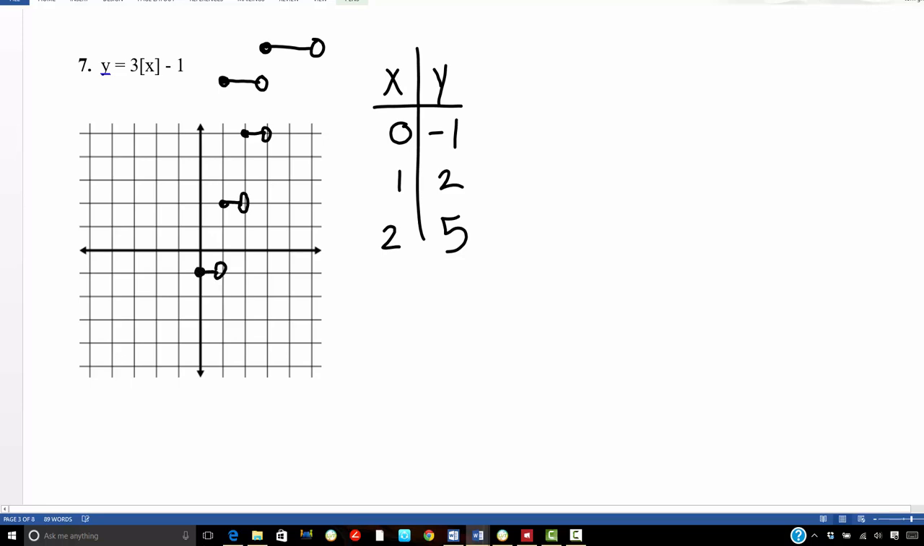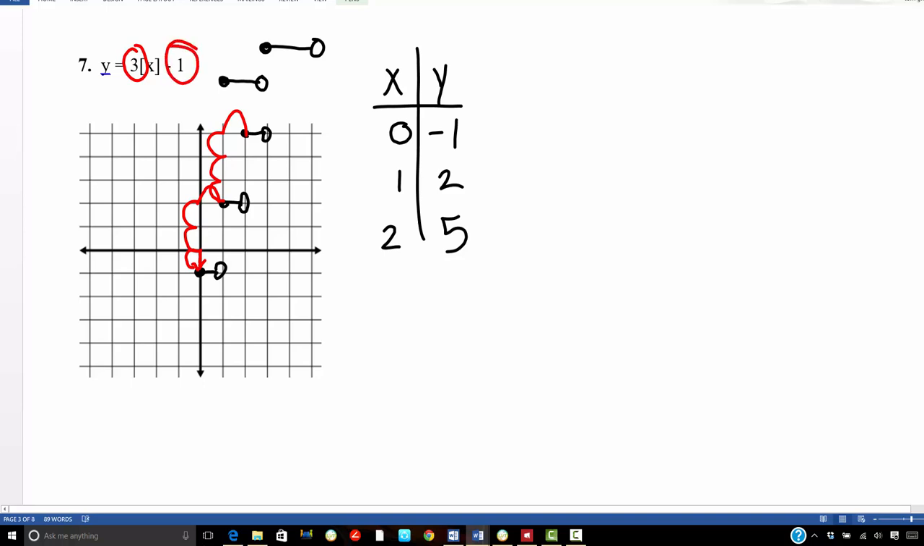And again, you should see a common slope in this problem. We're just going up 3 over 1, up 3 over 1. That's our amplitude. It's a positive 3, so that's why we're going up from left to right. And notice this very first function started down 1 unit from the origin, and that's because of that -1 right there.